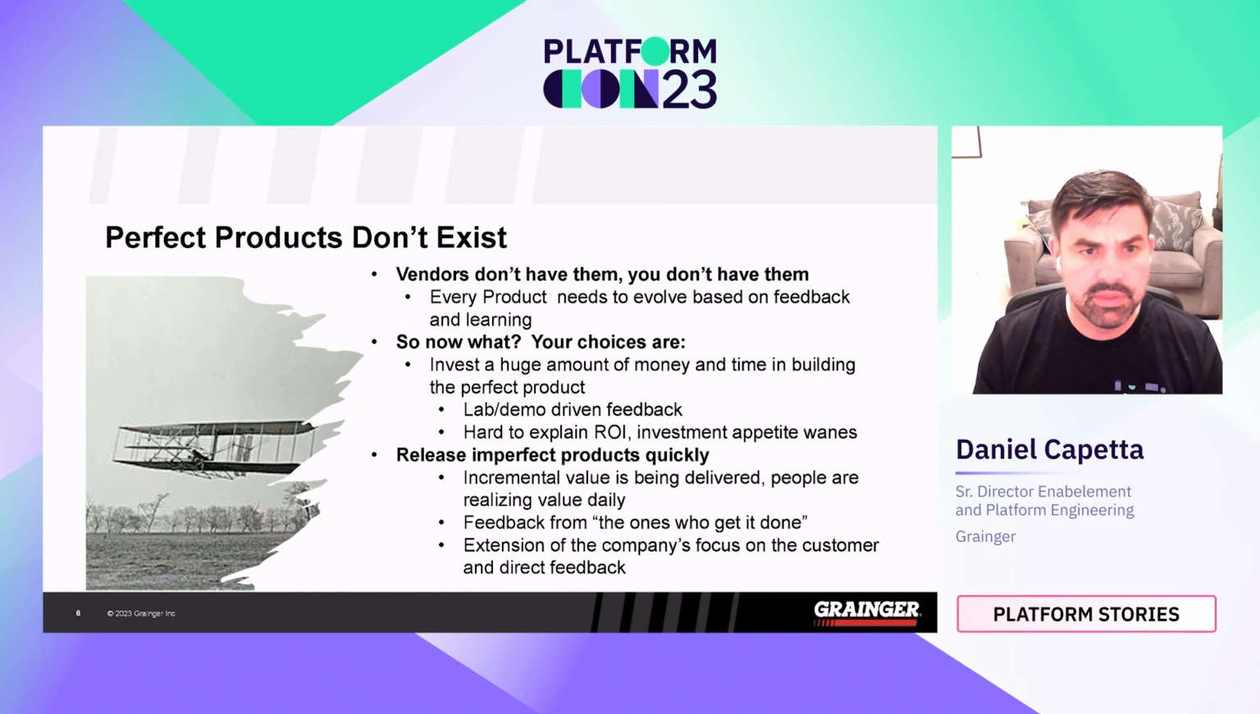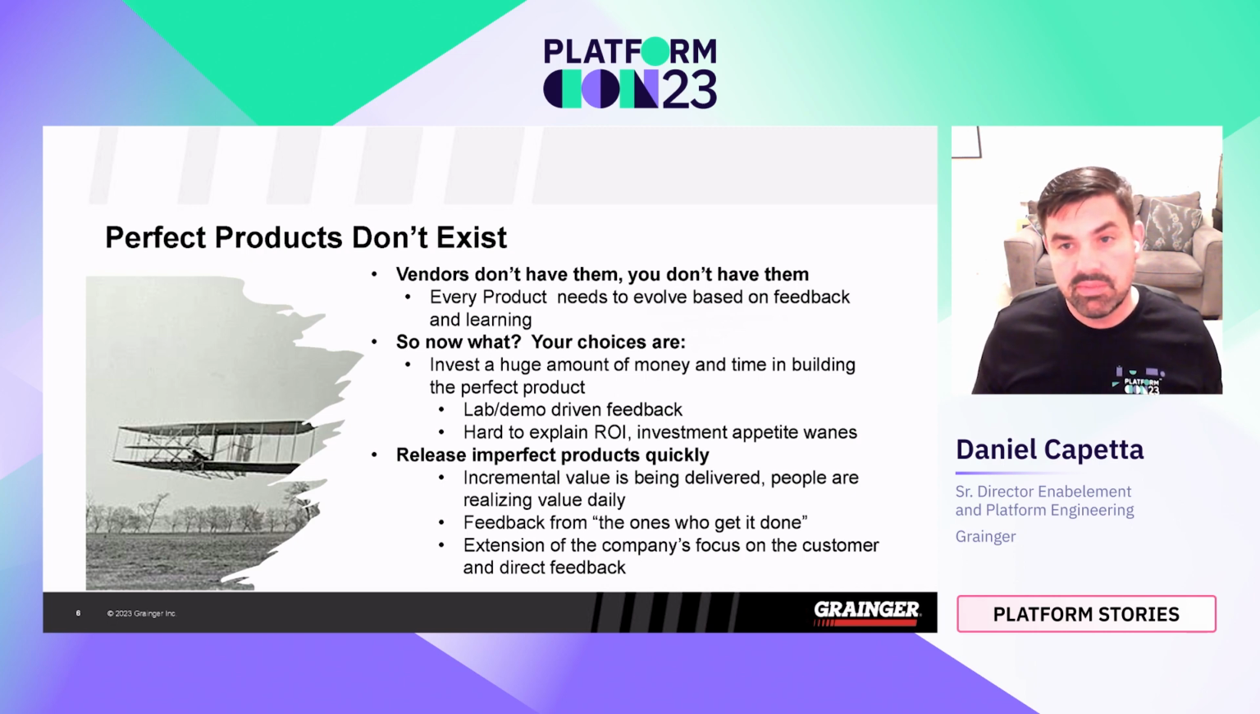So we've talked a little bit about how platform engineering teams should think about their capability as products. But one thing we have to really lean into and understand is that there is no perfect product. Vendors don't have a perfect product. You don't have a perfect product. Every product that's created needs to evolve based on the interactions that you get from the teams that are using it, and you want to have learning built into that process.